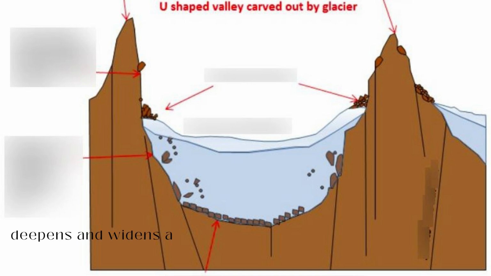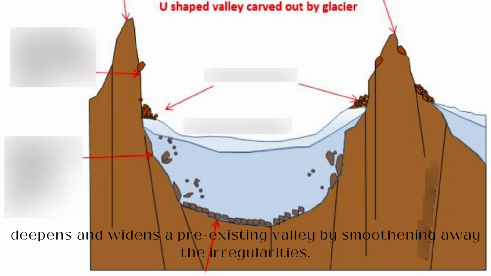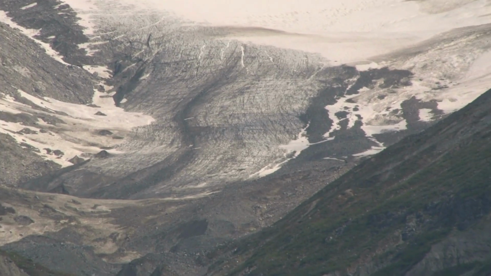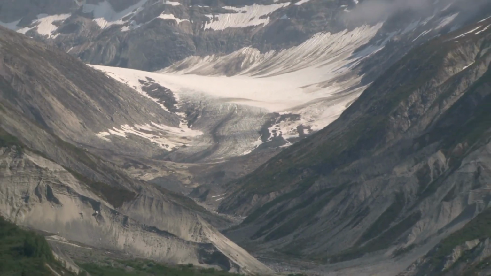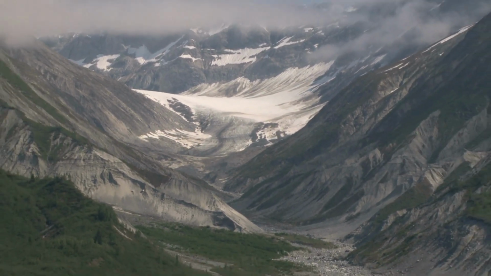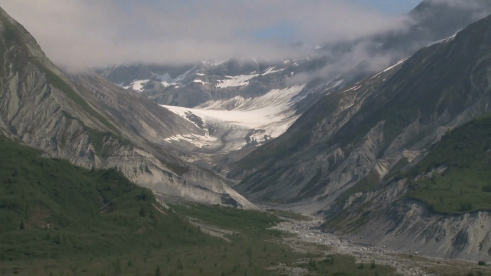Hanging valleys or U-shaped valleys, fjords. The glacier doesn't create a new valley like a river does, but deepens and widens a pre-existing valley by smoothing away the irregularities. These valleys, which are formed by glacial erosion, assume the shape of the letter U and hence are called U-shaped valleys or hanging valleys.